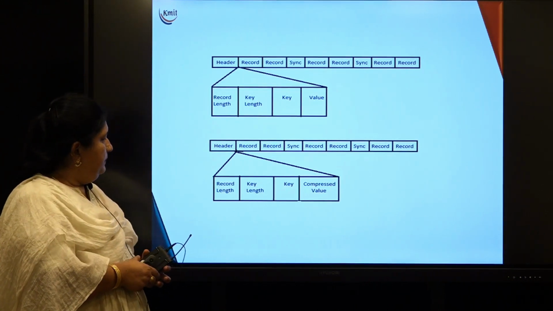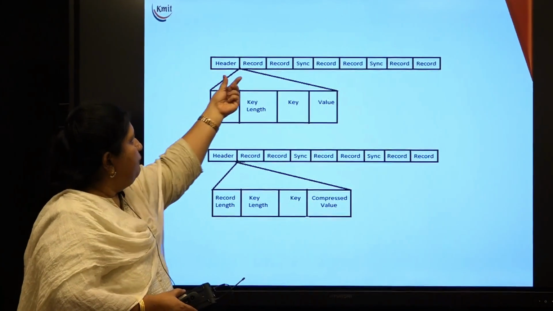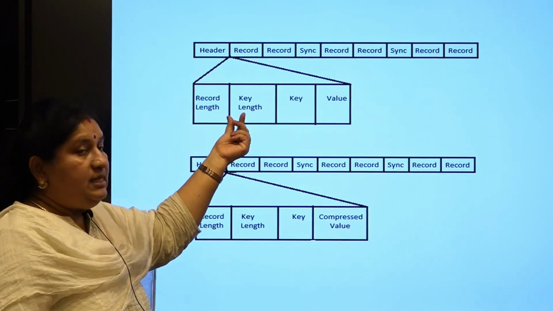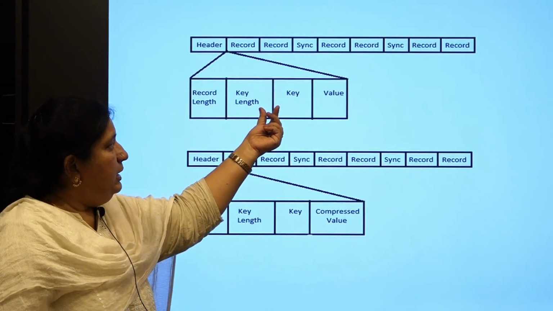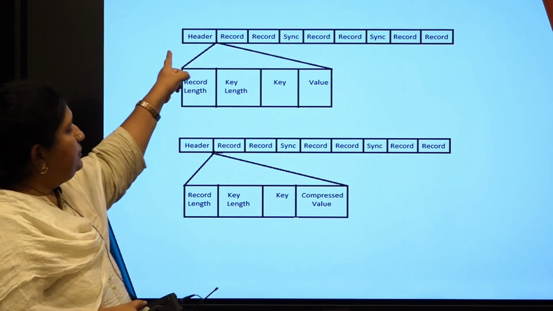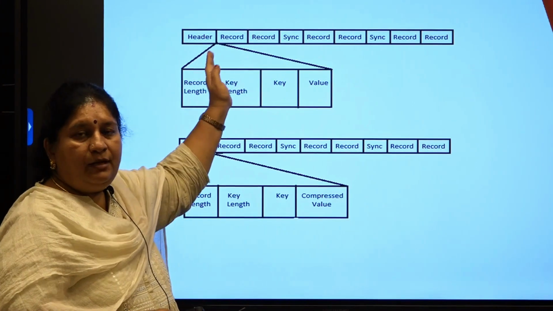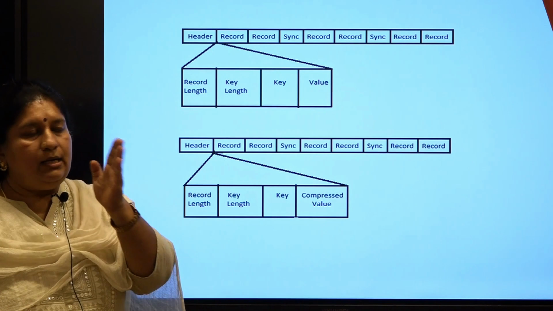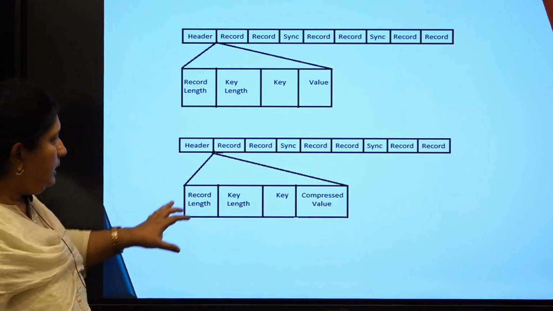So, if you see, this is how you store the records: the header, and for every record, what are we trying to maintain? Record length, key length in bytes, the actual key, and the value for that key. This is how we maintain a record. In this format they are using a sync marker after every 2 records. They have grouped 2 records and a sync marker is placed there, the beginning of 2 records, the end of 2 records, likewise.